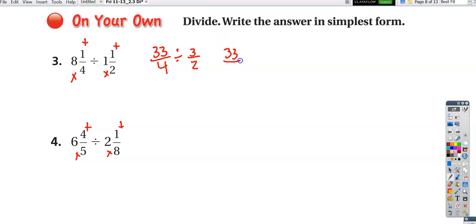When you want to divide, look on the right side, flip that fraction over, and then multiply. And again, you might want to simplify before you multiply. Notice the 3 and 33 are divisible by 3. The 2 and 4 are divisible by 2. And I get 11 times 1 over 2 times 1 equals 11 halves. And now I need to divide 2 into 11.